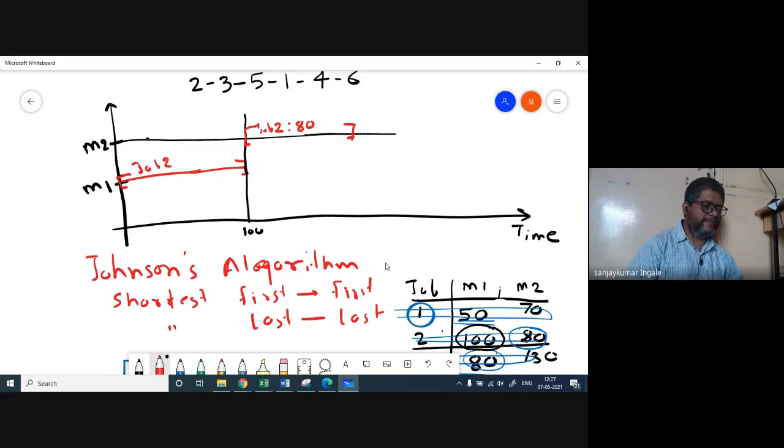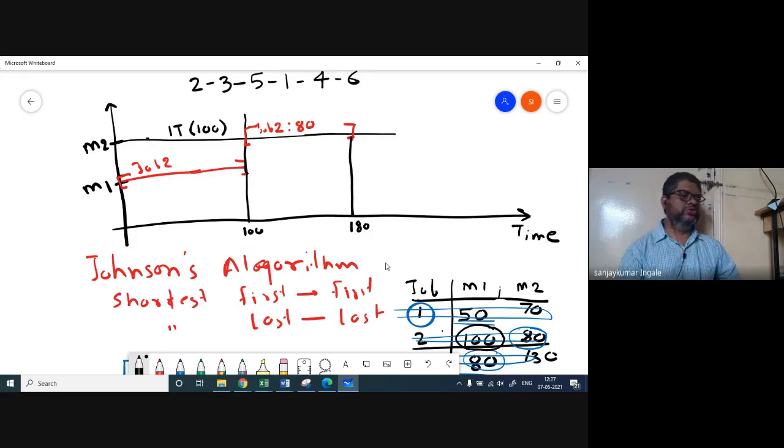And you will find this is 180. Now what will we find? For the first 100 minutes machine 2 was idle. There was no work for machine 2. So this is an idle time, and this idle time is equal to 100 minutes for machine 2.